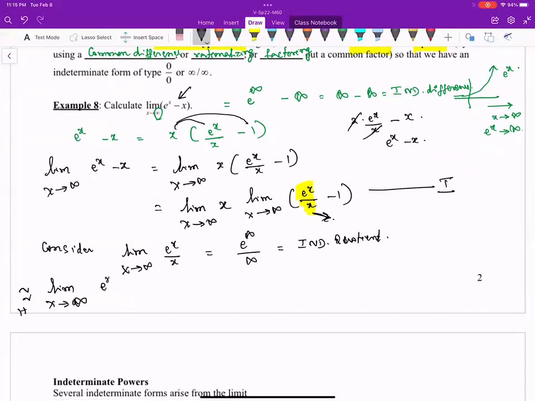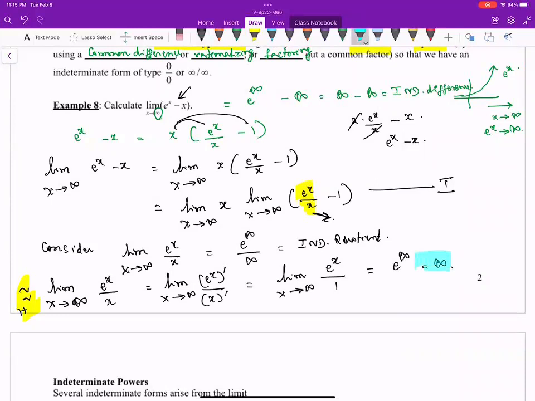The limit as x approaching infinity of e to the x over x is the limit as x approaching infinity of the derivative of e to the x over the derivative of x, which is the limit as x approaching infinity of e to the x over 1, since the derivative of e to the x is e to the x and the derivative of x is 1. So now if you plug and play, it will become infinity. Okay. So we are going to use this information in step 1, in this step, right?